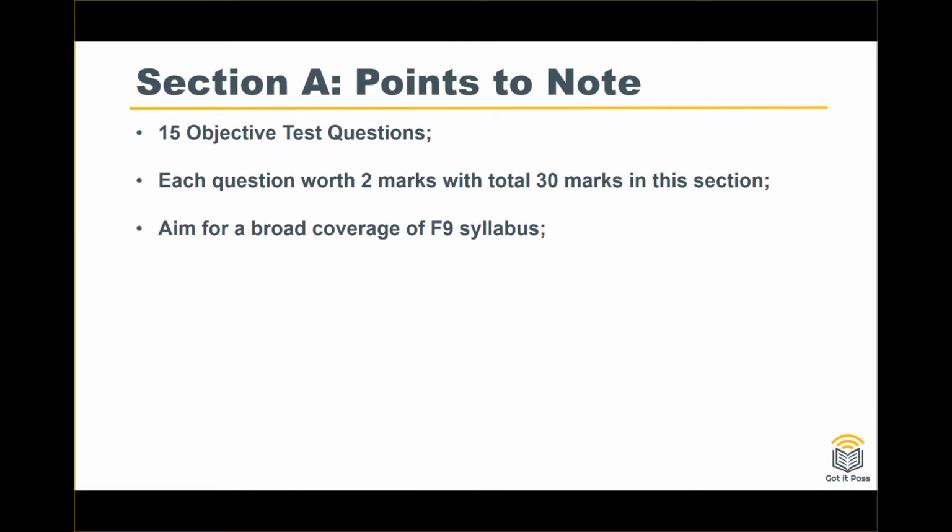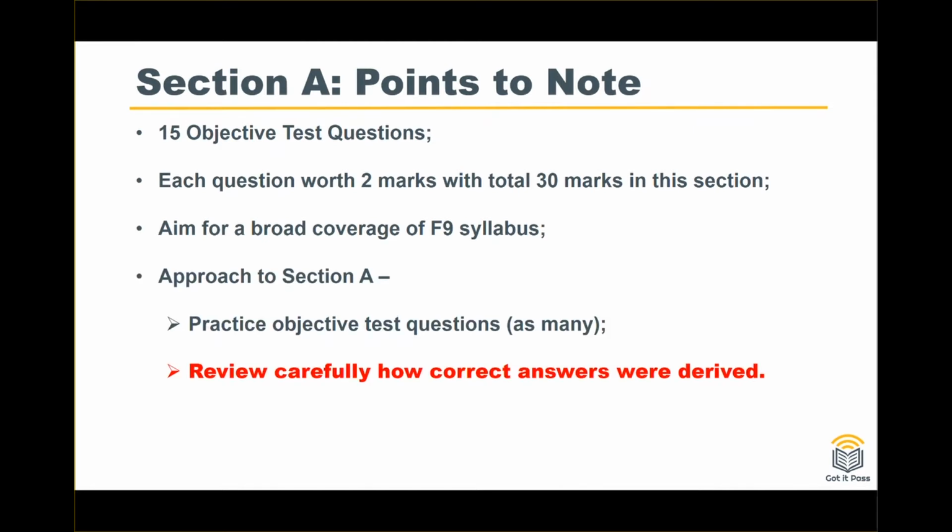And the aim for section A is covering the whole F9 syllabus, which means the broad coverage of F9 syllabus, and every area in F9 will be tested in section A. Even though it's only 15 questions, the aim of it is to cover all of it. So what's the approach?